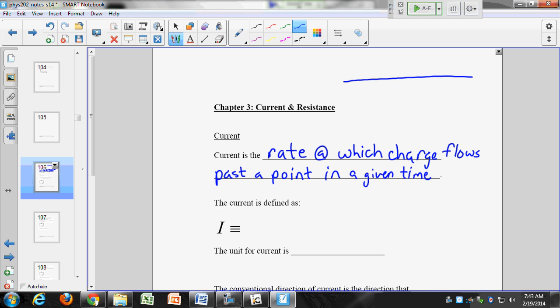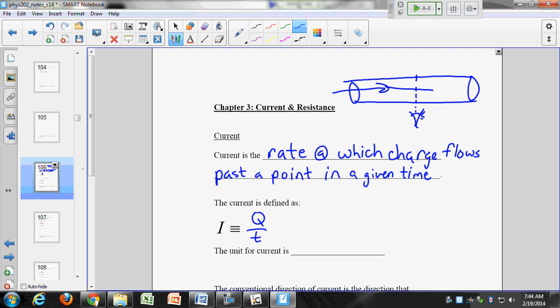You can think of it as water. If I have water flowing through this pipe, or you can think of it as charge flowing past this point, that's an I. I will watch right here and ask how many charges pass that point in a given amount of time. In this case, we're looking at a second. And so the current is defined as Q divided by T. How many coulombs of charge pass the point in a given time.